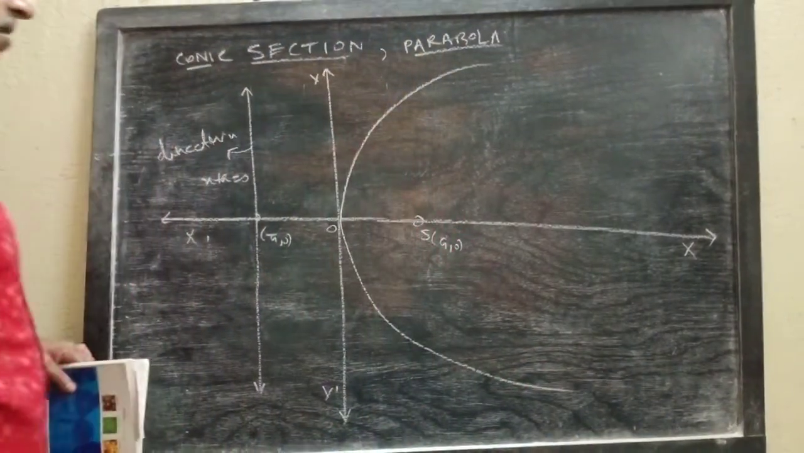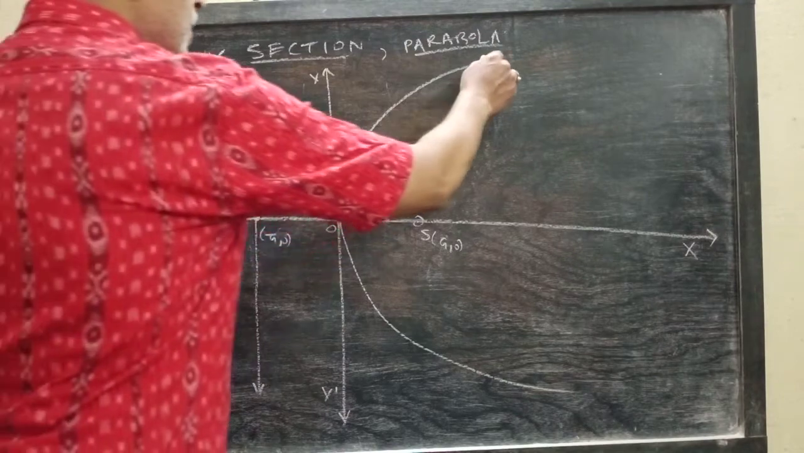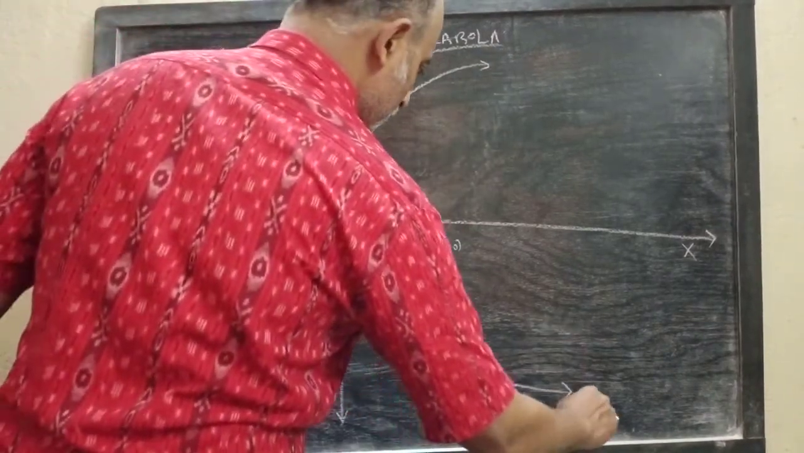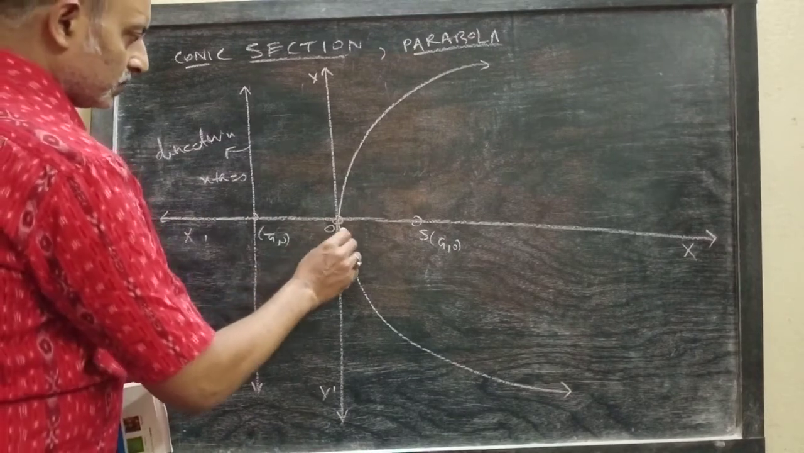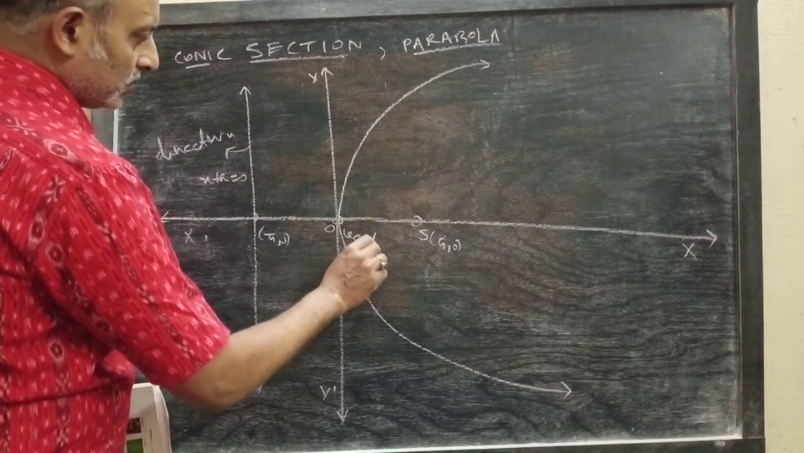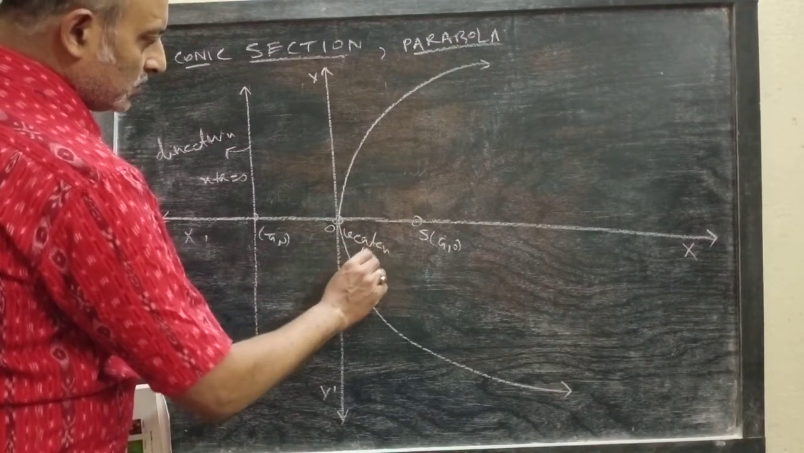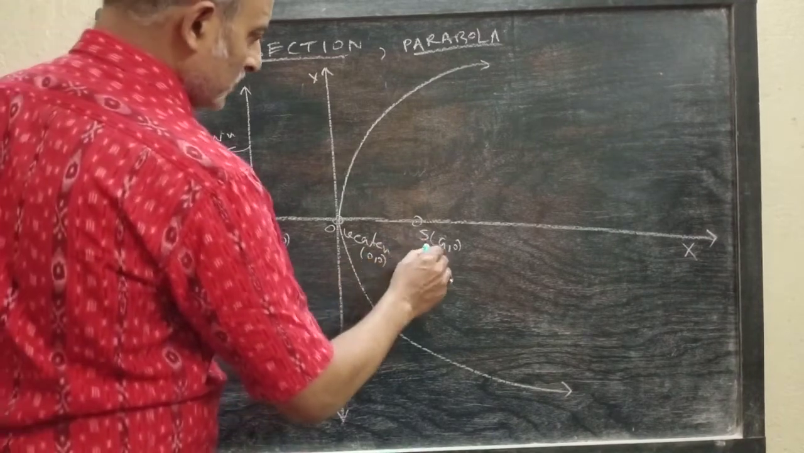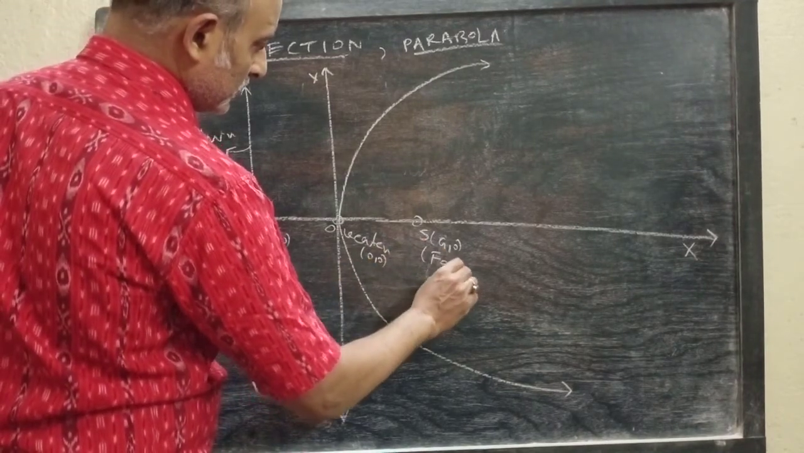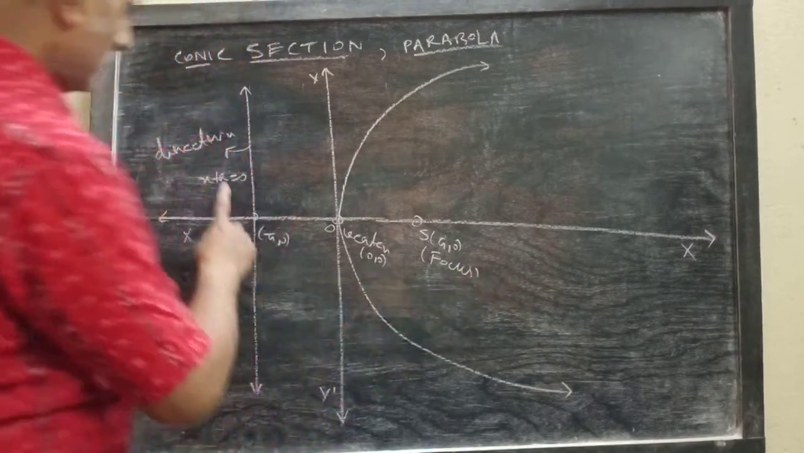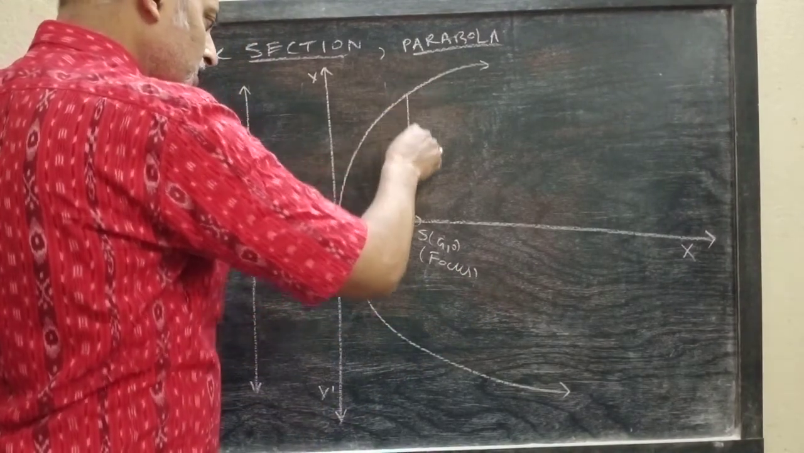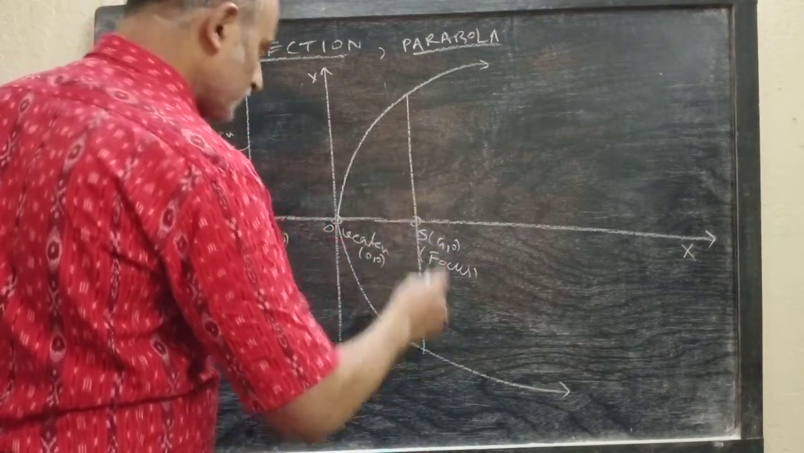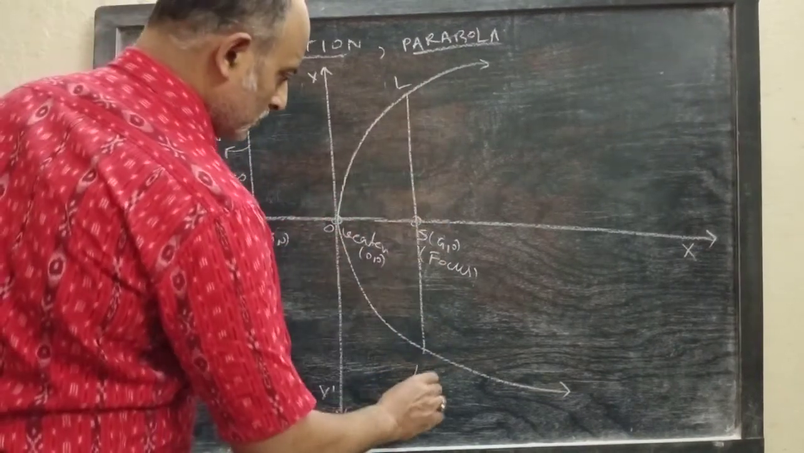This is our parabola. This is the vertex, which is (0, 0), this is the focus, this is the directrix, and this is the latus rectum LL dash.